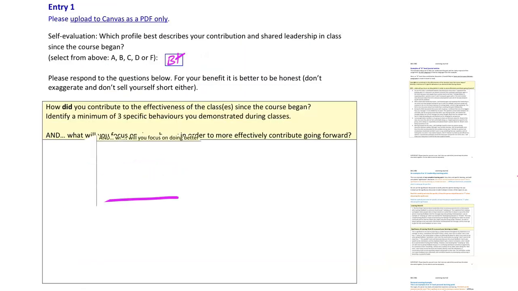Okay, here we are back at the first section. And this is the one which is asking you about your contributions in the classroom. So when we look at this, we see that the question is specifically asking, first of all, how did you contribute to the effectiveness of the class since the course began? So this is the first journal in this particular case. And in the first journal entry, it starts at the beginning of the course. And again, like I said, depending on how many classes are involved, that's where you begin from.